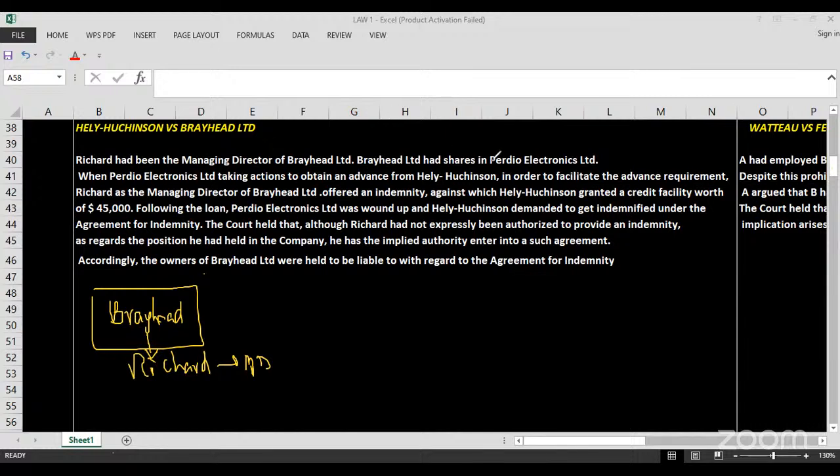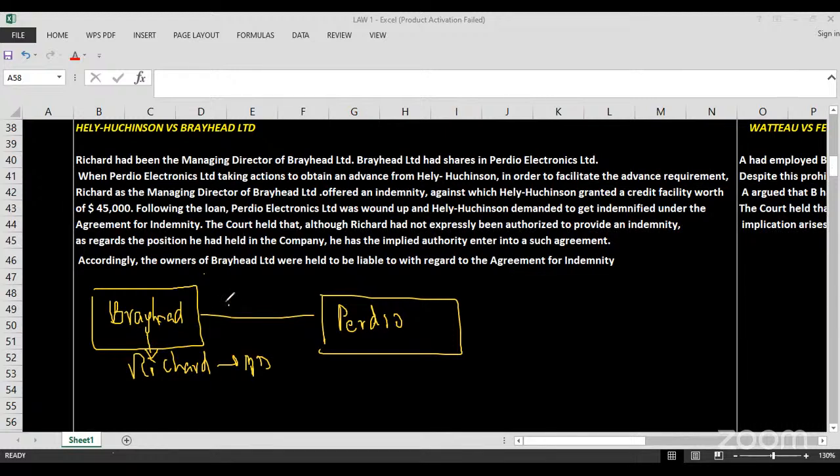Brayhead Limited had shares in Purdue Electronics Limited. This Brayhead purchased some shares of Purdue Electronics, which is another company. When Purdue Electronics Limited was taking actions to obtain an advance from Hely-Hutchinson, in order to facilitate the advance requirement, Richard, as the managing director of Brayhead, offered an indemnity, against which Hely-Hutchinson granted a credit facility worth 45,000.